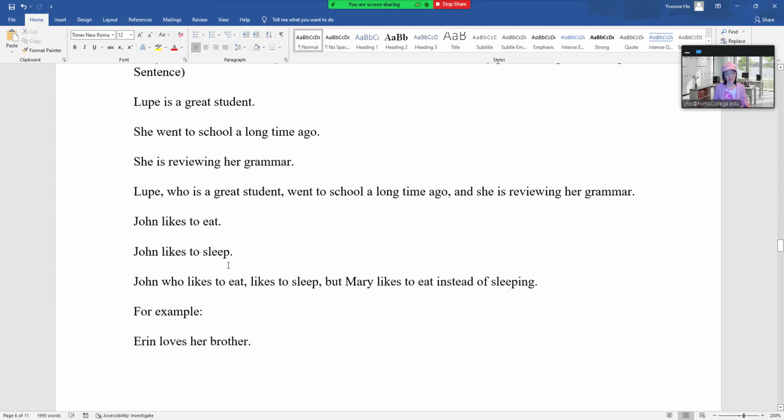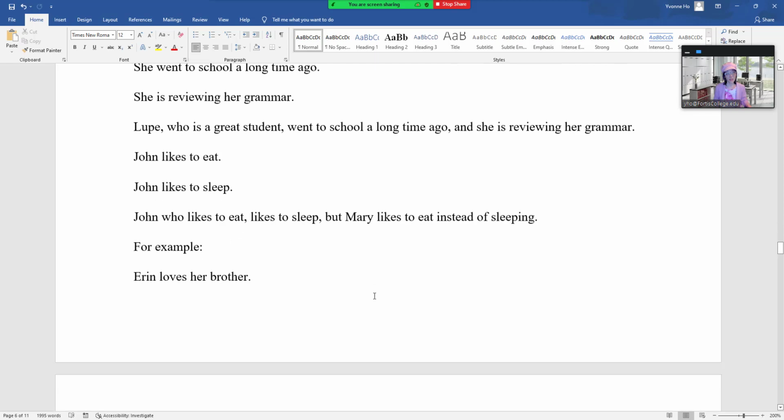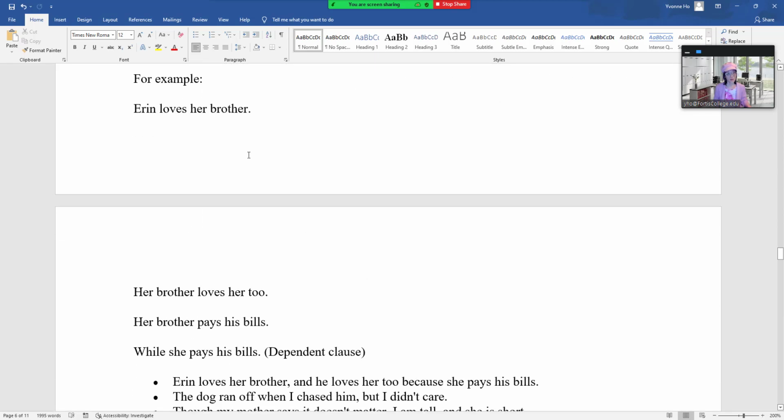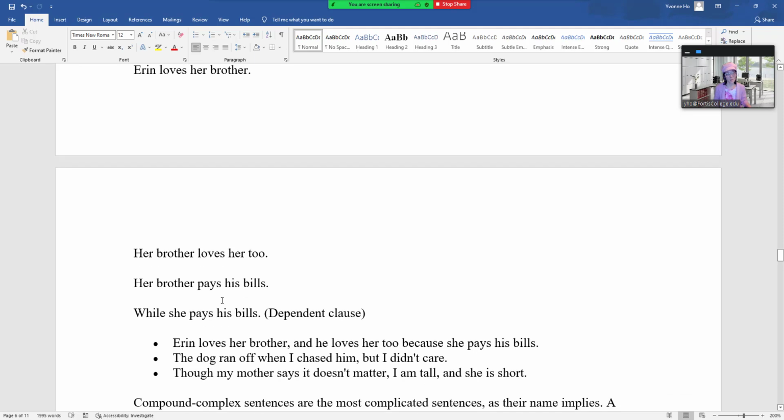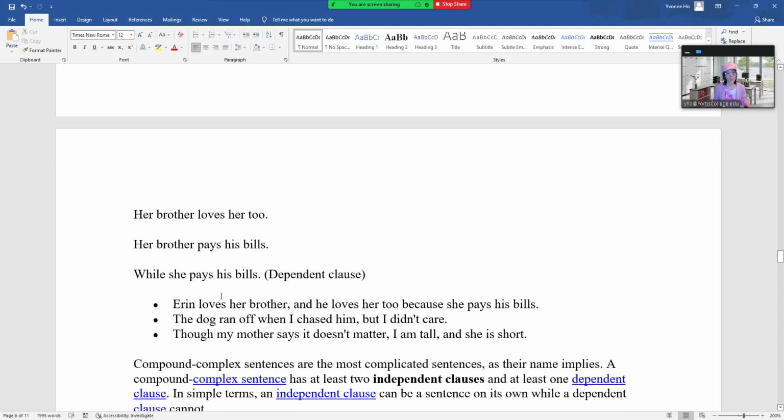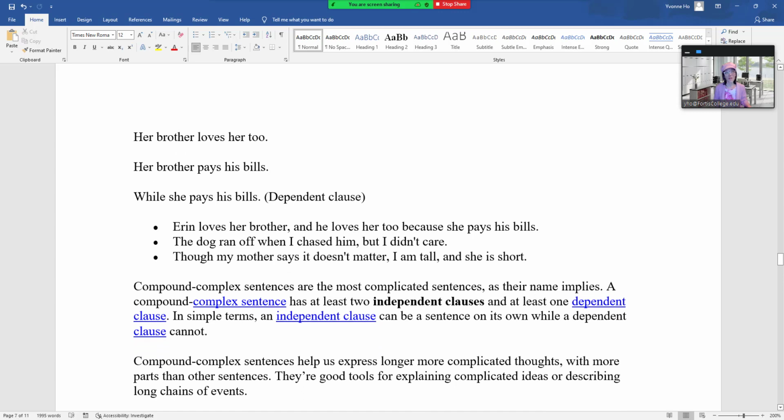John likes to sleep. And so here you would say, John, who likes to eat, likes to sleep, but Mary likes to eat instead of sleeping. Another example, Erin loves her brother. Her brother loves her too. Her brother pays his bills while she pays his bills. So Erin loves her brother, and he loves her too because she pays his bills. So here you combined it into a compound complex sentence.